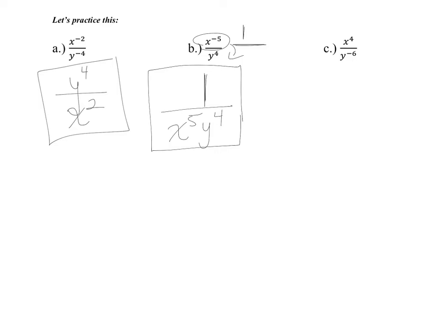The next one, this guy right here is negative. The x to the fourth is quite happy, so the x to the fourth stays put. So we just move y to the negative 6 upstairs. So I just do x to the fourth, y to the positive 6. And this time we don't, again, put over 1, because that divided by 1 is still just x to the fourth, y to the 6.